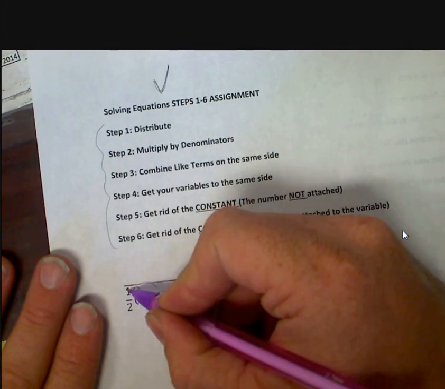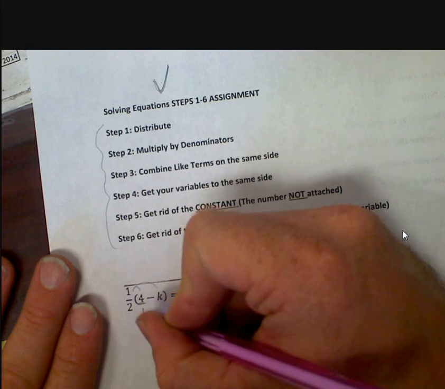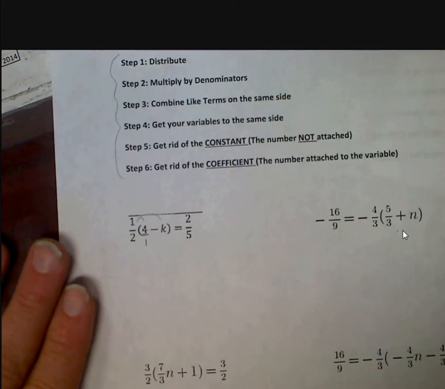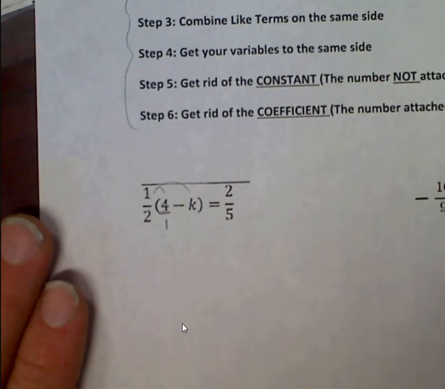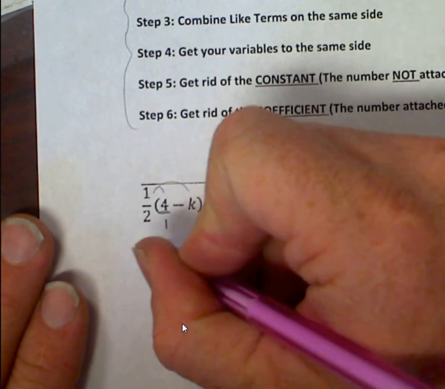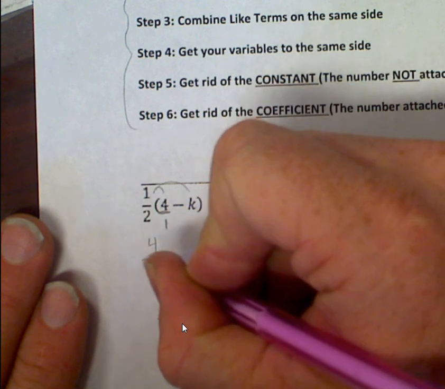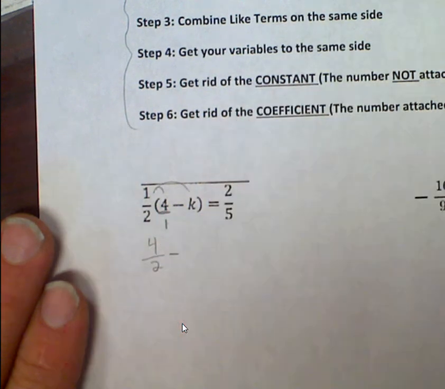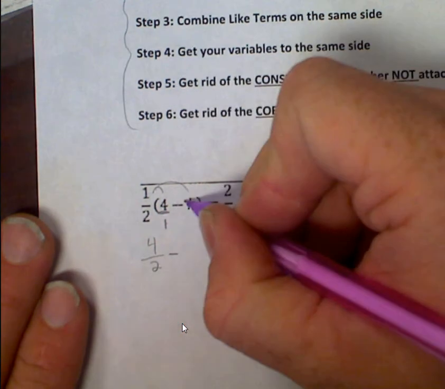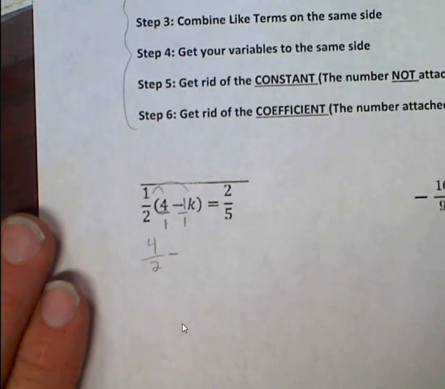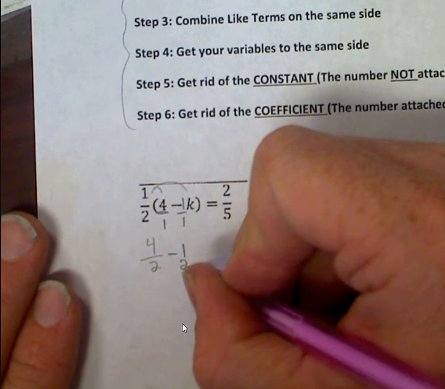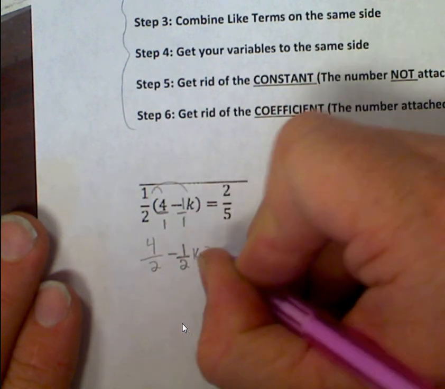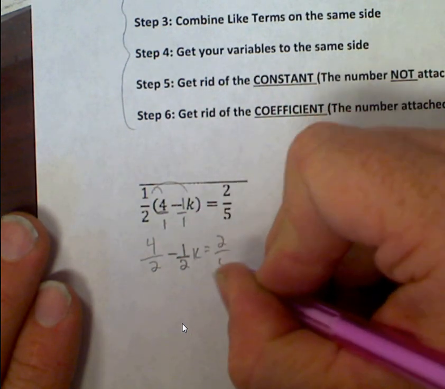So I know 1/2, and I know that this is 4 over 1. Whenever we multiply fractions, we multiply straight across. 1 times 4 is 4, 2 times 1 is 2, minus, this is just 1 over 1. 1 times 1 is 1, 2 times 1 is 2, okay, equals 2 over 5.